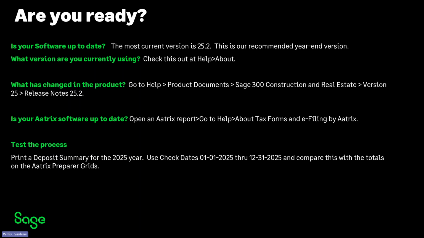Before you go through your test process, print a deposit summary for the 2025 year. Make sure you use the first day of the reporting period to the last day of the reporting period. So you're going to use check dates 1/1/2025 through check dates 12/31/2025. You want to make sure you visually wrap your arms around those transactions so your totals are accurate. Remember that your tax reports are using check dates. They don't use period end dates. So we want to make sure that we're starting that process off with good details and good data.